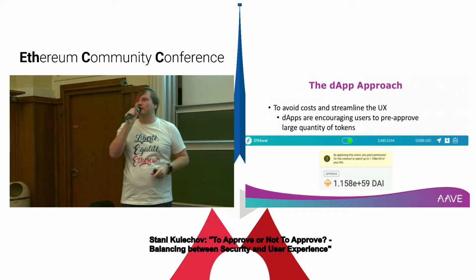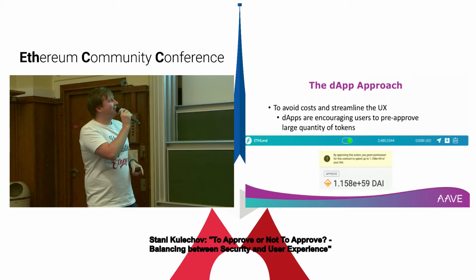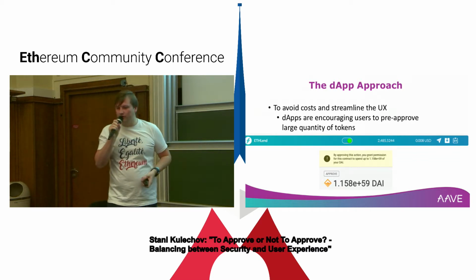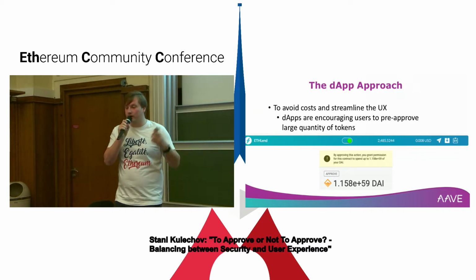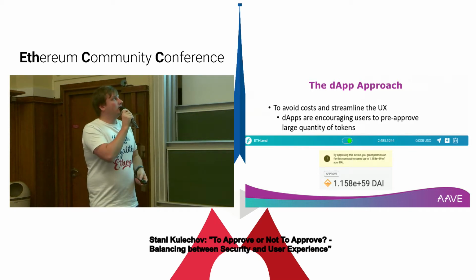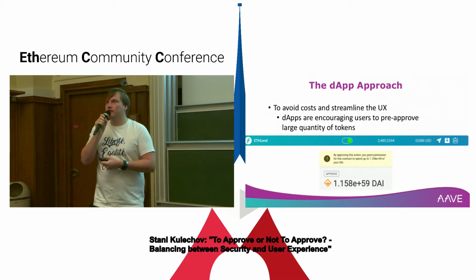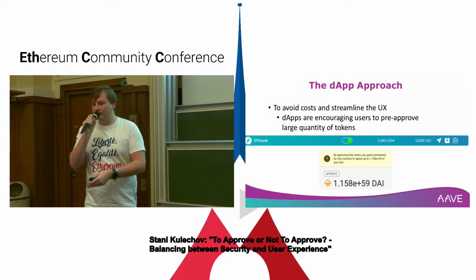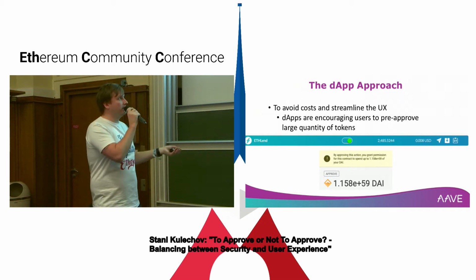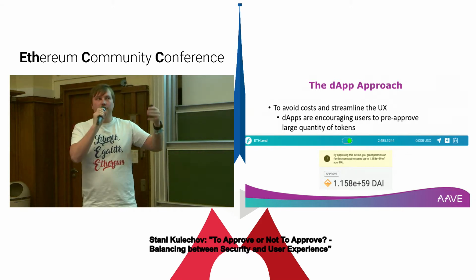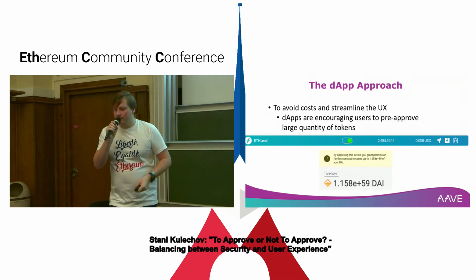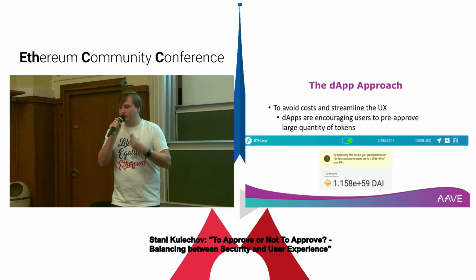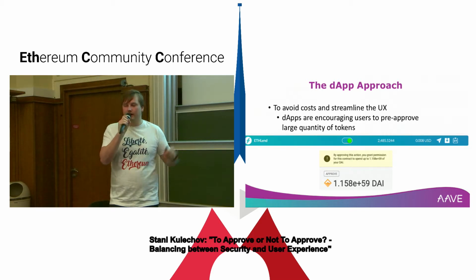But if someone is good in math, they can actually calculate that. So this is the approach where we are now, basically approving and pre-approving. This helps the user experience because you do it once, so you don't need to do it over and over again. You usually approve the proxy smart contract behind the dApp, so it's basically a one-shot thing.